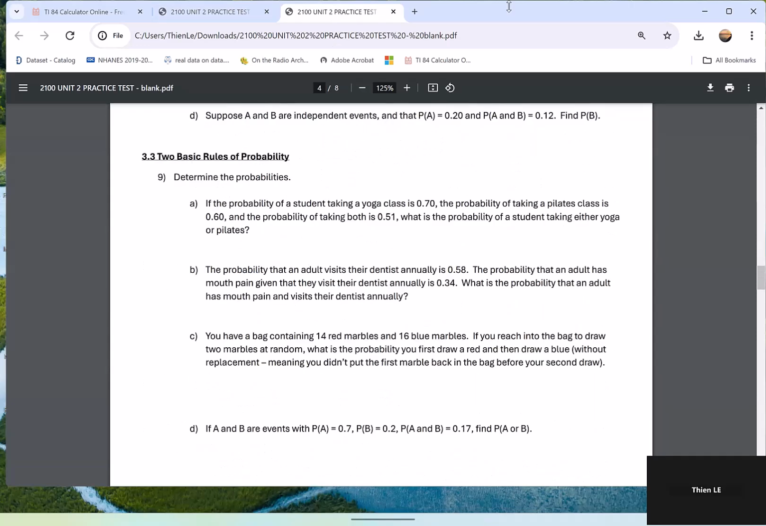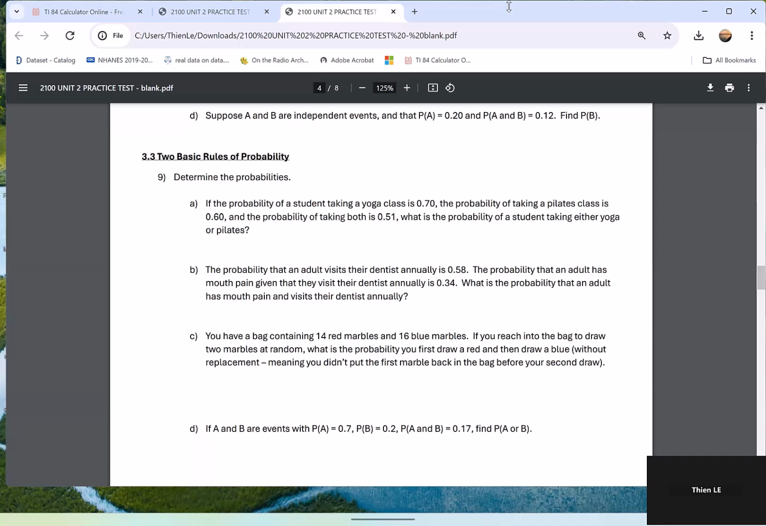Number 9. If the probability of a student taking a yoga class is 0.7, a Pilates class is 0.6, and both is 0.51, what is the probability of taking either yoga or Pilates? So this is an OR event problem. A is the event the student takes yoga, B the event they take Pilates, and what you need to find is P(A or B).